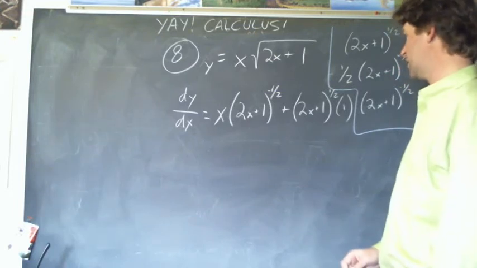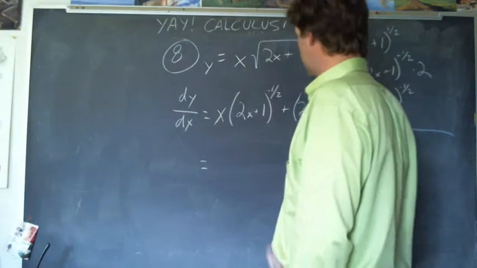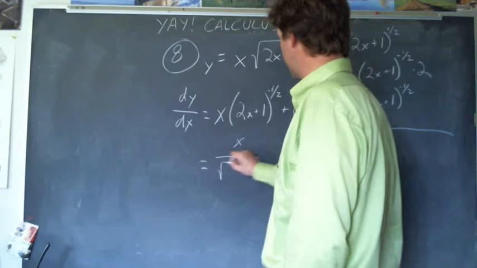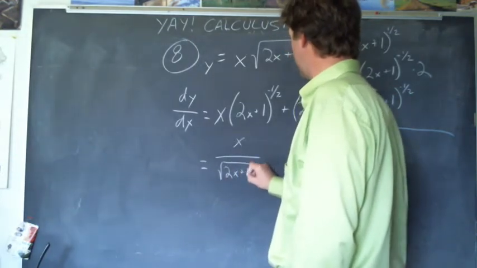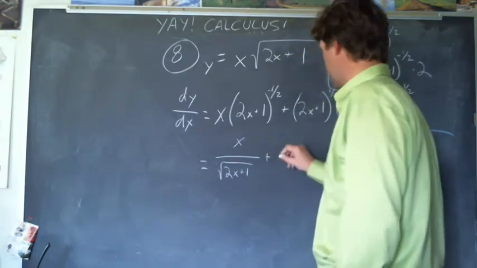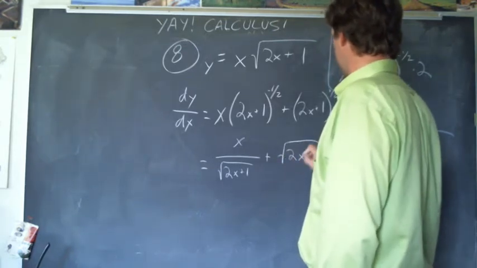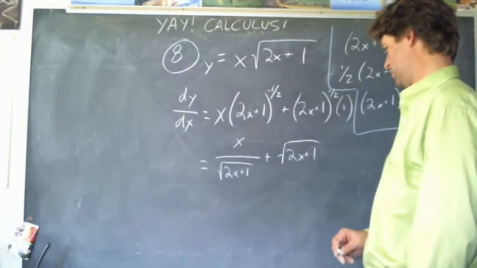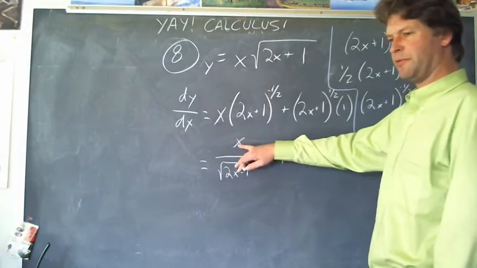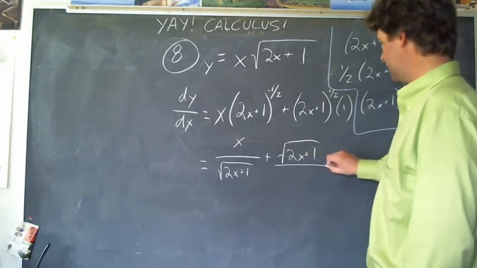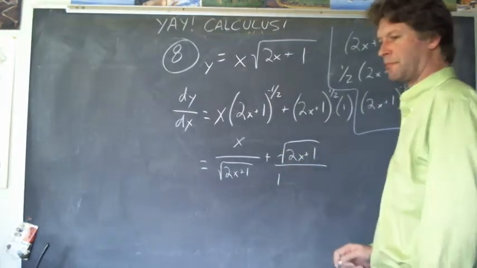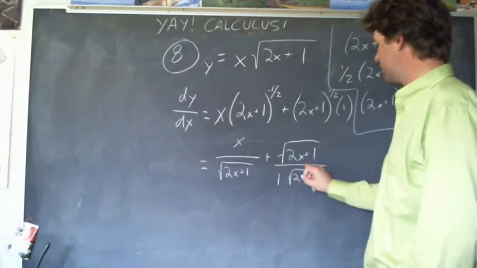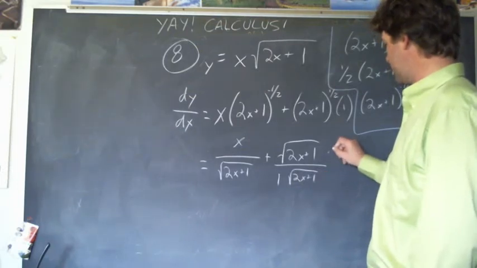And clean it up at all? A little bit. Derivative is done, but let's make this x over the square root of 2x plus 1 plus the square root of 2x plus 1. And we can combine these two. This is a fraction, this is a whole number. I've put this over 1 and then get a common denominator. I'm going to multiply by radical 2x plus 1. You have to do that on top too.